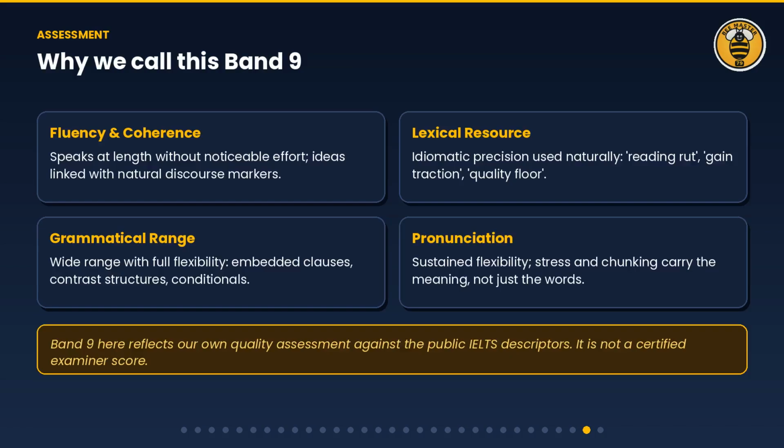A quick word on the criteria. This answer was built against the 4 public band descriptors: fluency and coherence, lexical resource, grammatical range and accuracy, and pronunciation. And the caveat, which matters: band 9 here reflects our own quality assessment against the public descriptors. It is not a certified examiner score.